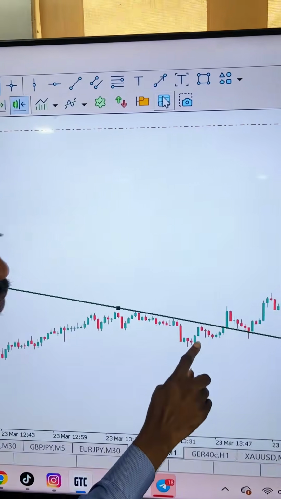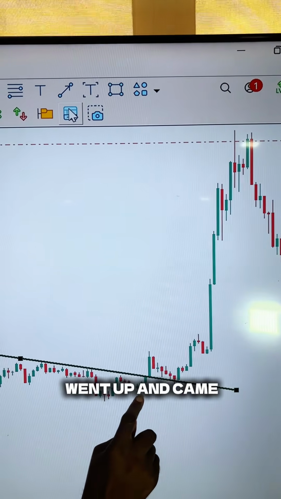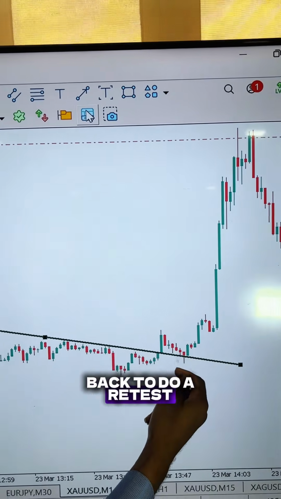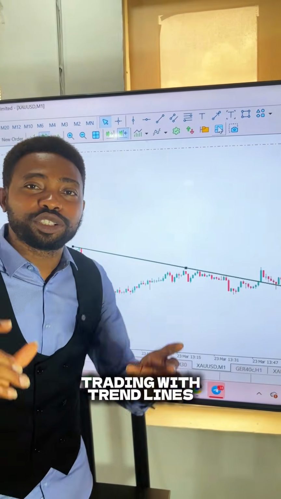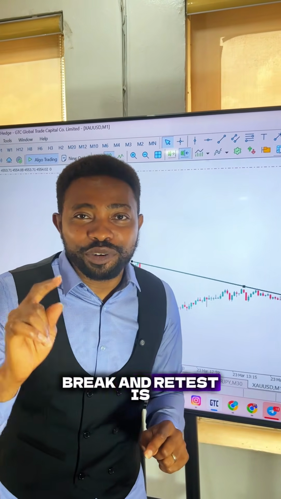Now, price came back down and broke it at the fourth touch, went up and came back to do a retest. Now, when you start trading with trend lines, you must understand what break and retest is.